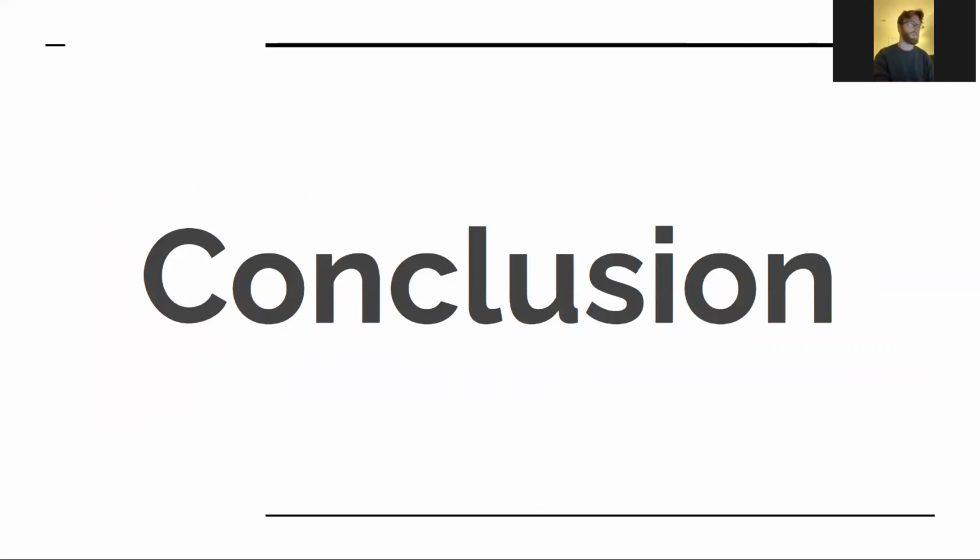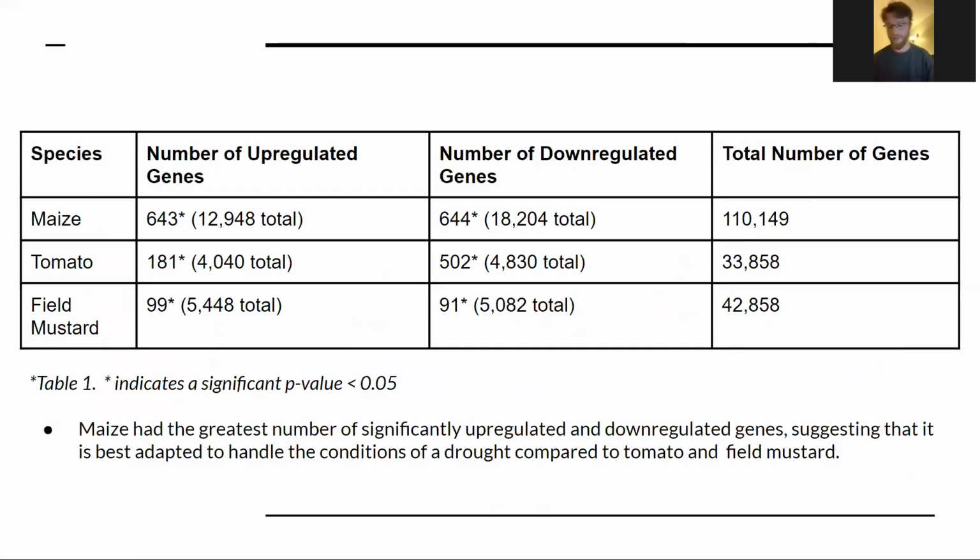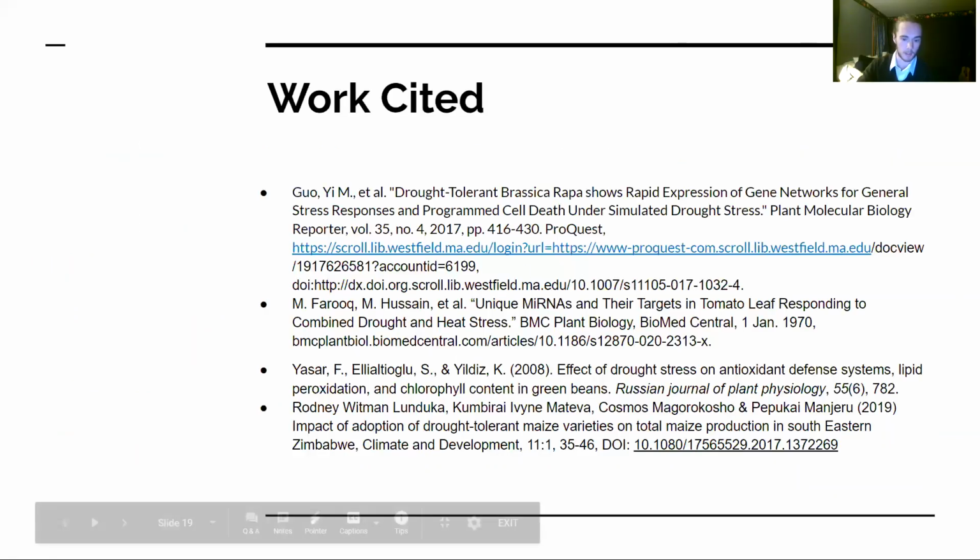All right, for the conclusion, we have this table that shows the amount of significantly up and downregulated genes that change due to the droughts. These are compared to the total number of up and downregulated genes, and are also compared to the total number of genes overall. You can see that the maize crop had the greatest number of significantly upregulated and downregulated genes, which suggests it was the best adapted to handle drought conditions compared to the other crops. All right, and that's our presentation.